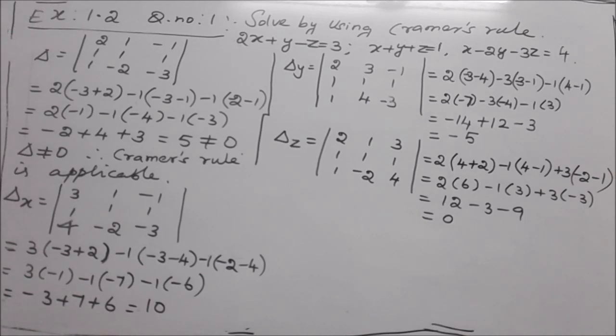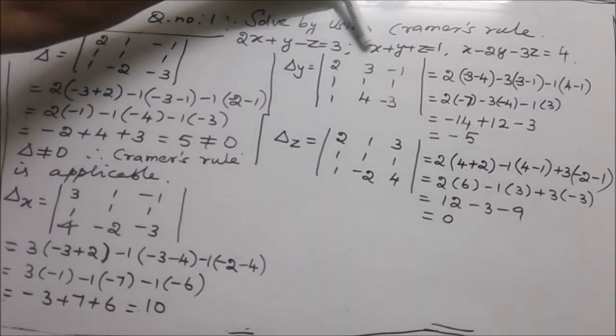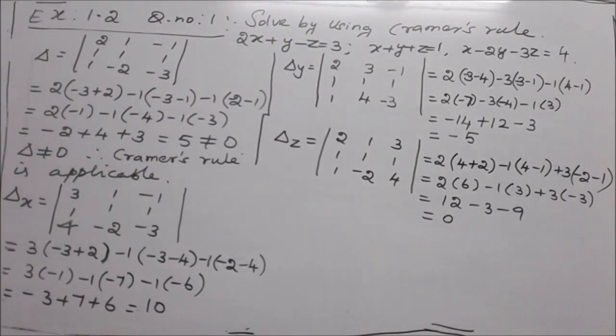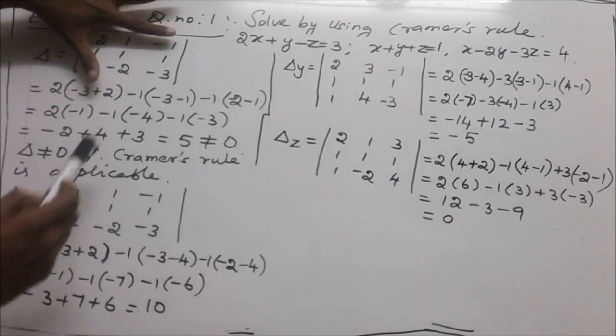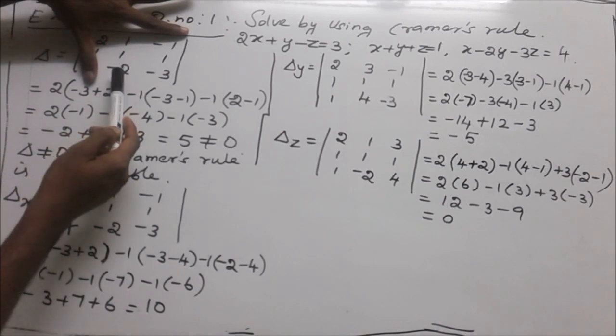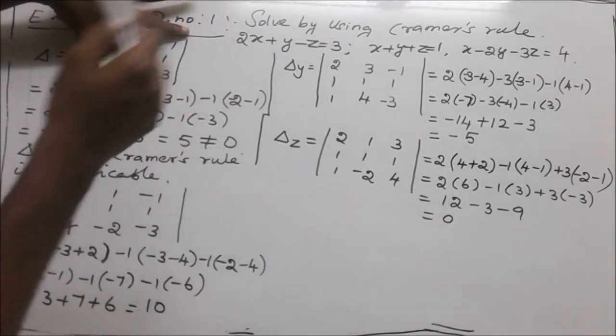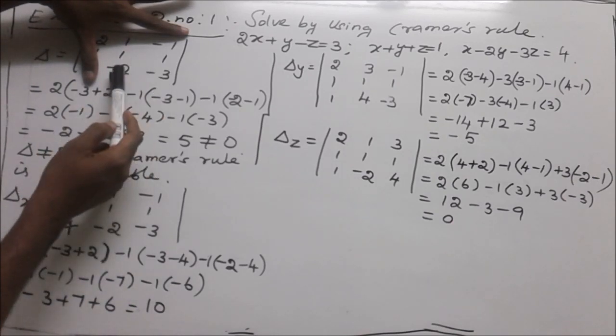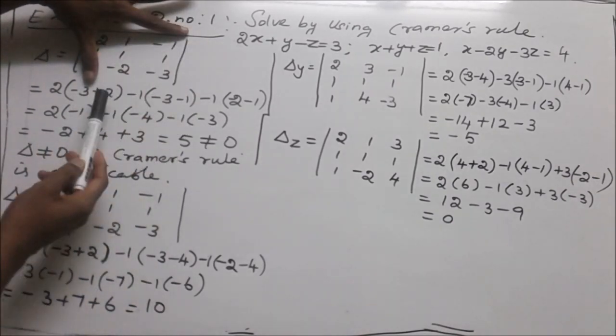Delta is nothing but the determinant of the coefficient matrix: 2, 1, minus 1 in the first row, 1, 1, 1 in the second row, 1, minus 2, minus 3 in the third row. Finding the determinant value, we are all familiar with this; in exercise 1.1 we did many problems in the determinant method. Now the determinant of 3 by 3: 2 into minus 3 plus 2. While cross multiplying the secondary diagonal, we should change the sign. Now principal diagonal minus 3, secondary diagonal minus 2 means it will become plus 2.